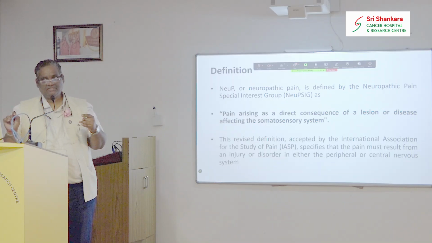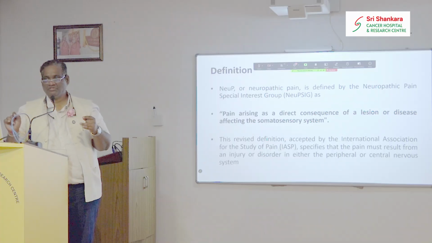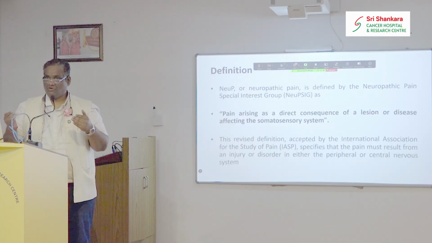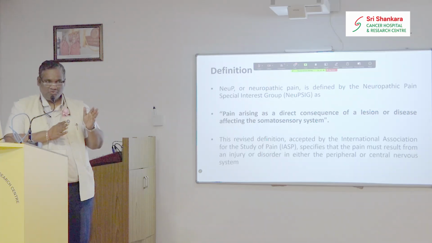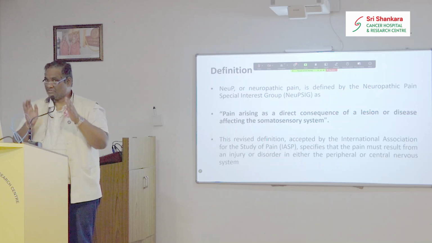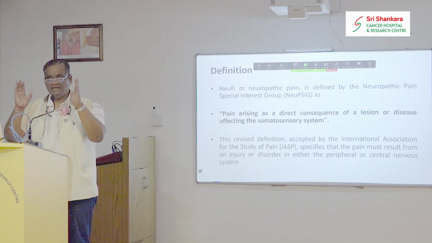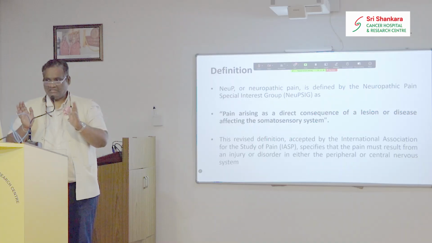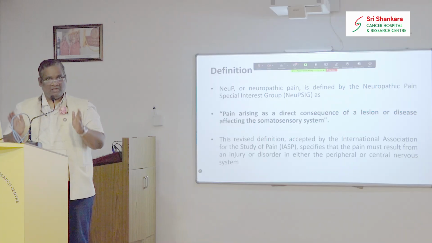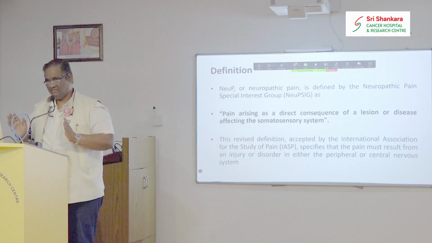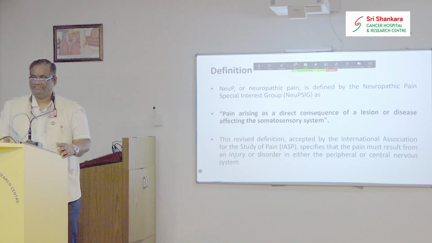It is the somatosensory system. It is not the autonomic system, because if you look back, there is something called CRPS, which also has an autonomic component, and there is a huge dilemma whether to include that or categorize it into neuropathic pain or not. So that's why you have to be very clear. It is purely the somatosensory system. I can see very young faces over here, so that's why I'm stressing this point. Neuropathic pain is purely the somatosensory system as far as the recent definition is considered.